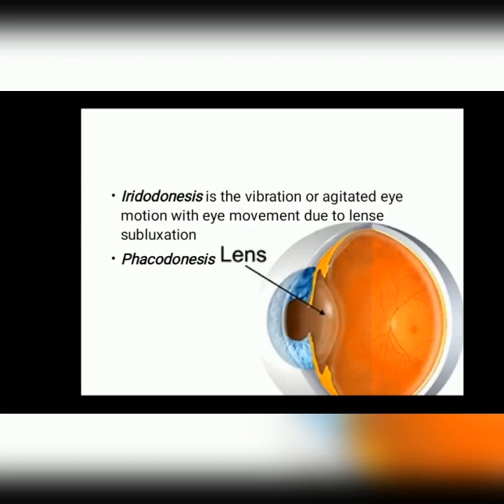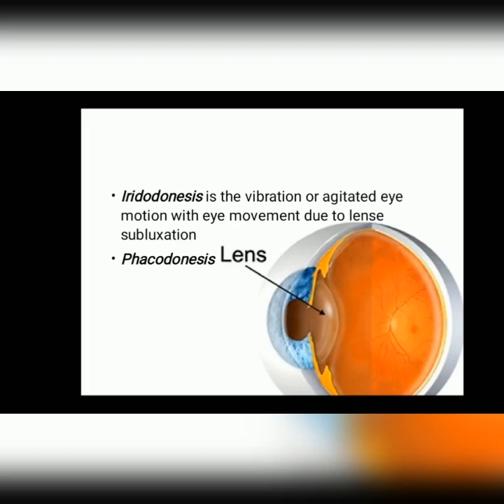The lens will push backward, as we said. So this condition is called phacodonesis. Phacodonesis means that the lens becomes more mobile due to its subluxation. Iridodonesis means that the iris becomes more movable, meaning a vibration or agitated iris motion with eye movement due to lens subluxation.